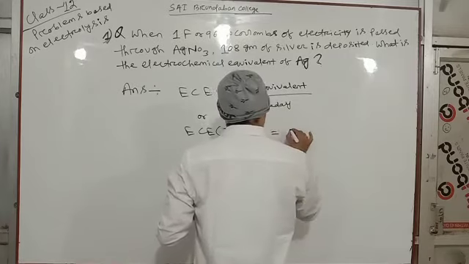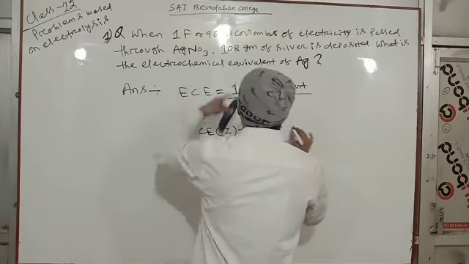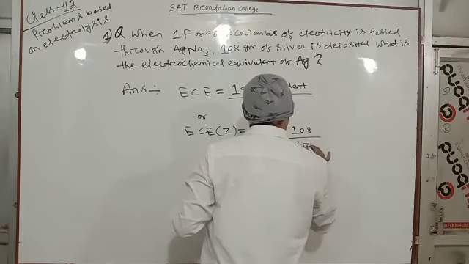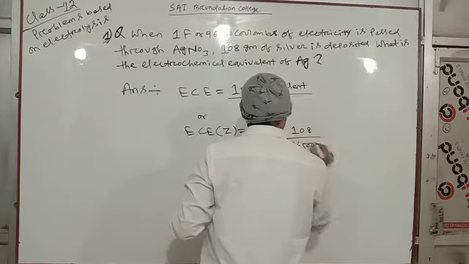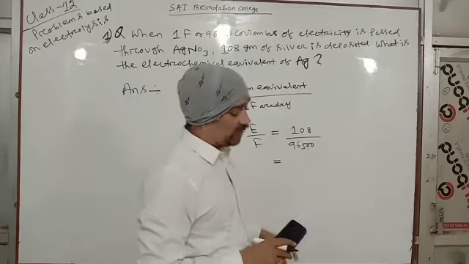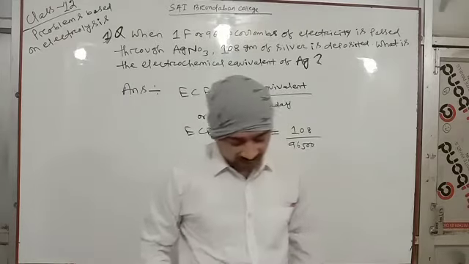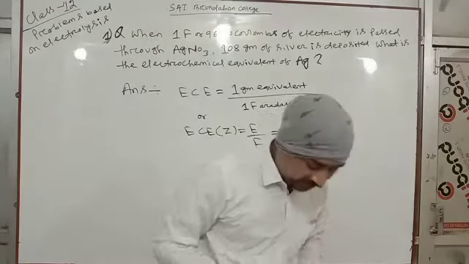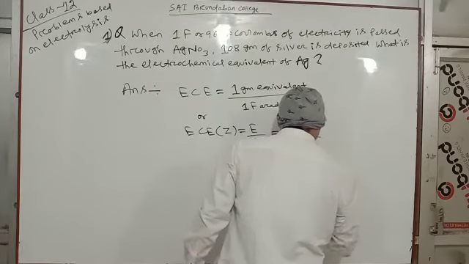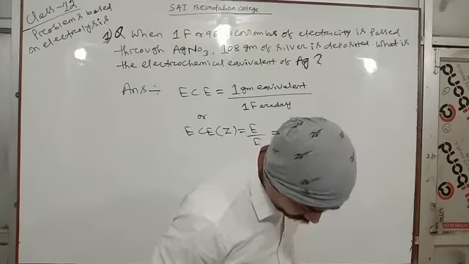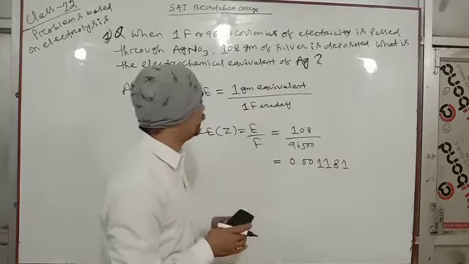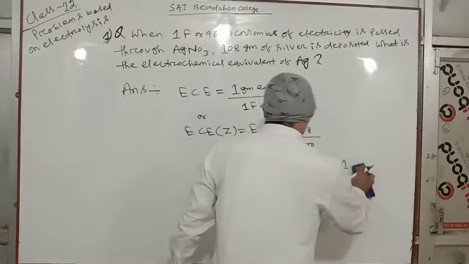E is equivalent mass, how much? Here 108 divided by 96500 coulomb. Z equal to E by F, 108 by 96500 coulomb. This is the answer: 0.0011. You will calculate this. This is the value of E.